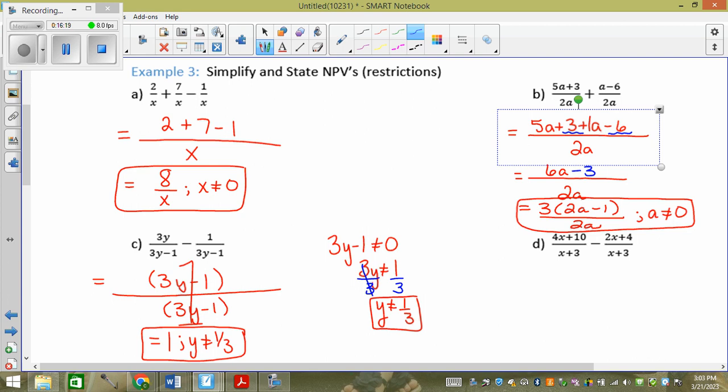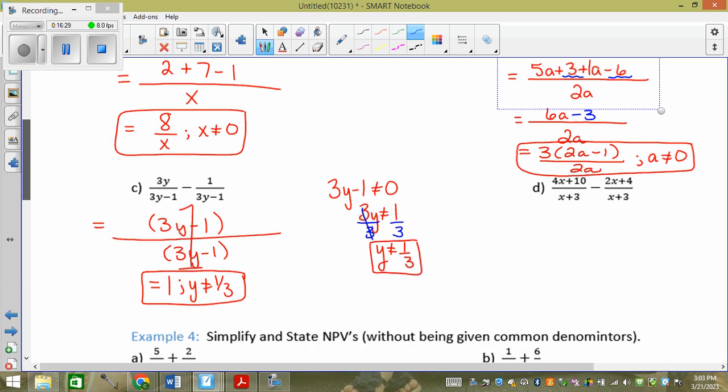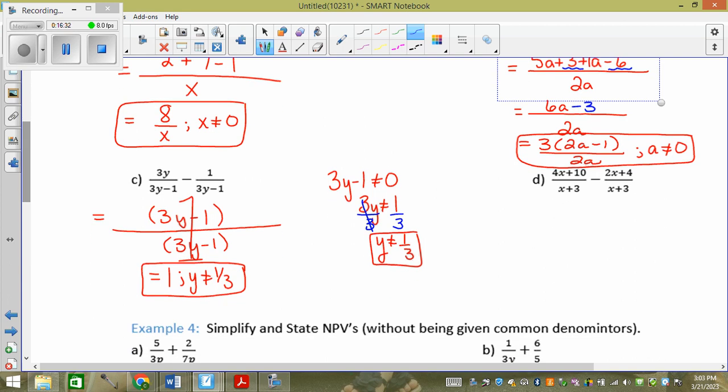What's the catch with D? D has a binomial behind the subtraction sign, correct? So I have to remember to subtract both of those terms. They both have x plus 3 in the denominator, so I'm going to write it all over x plus 3.